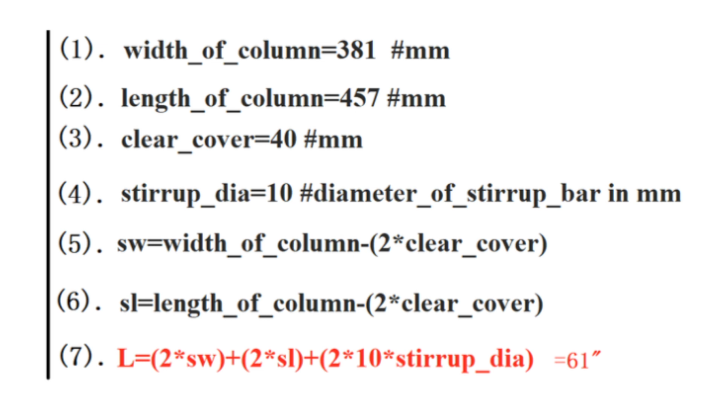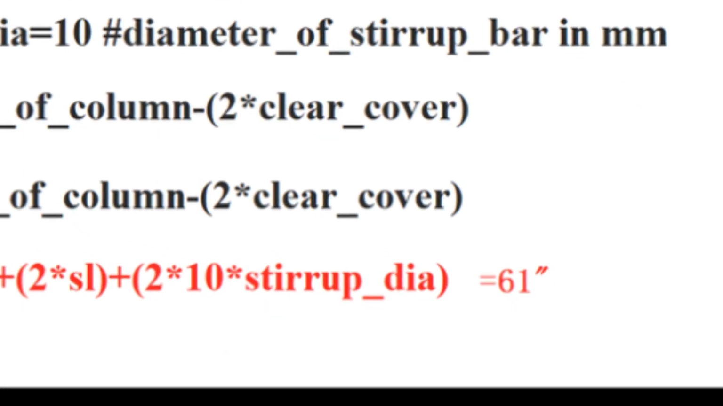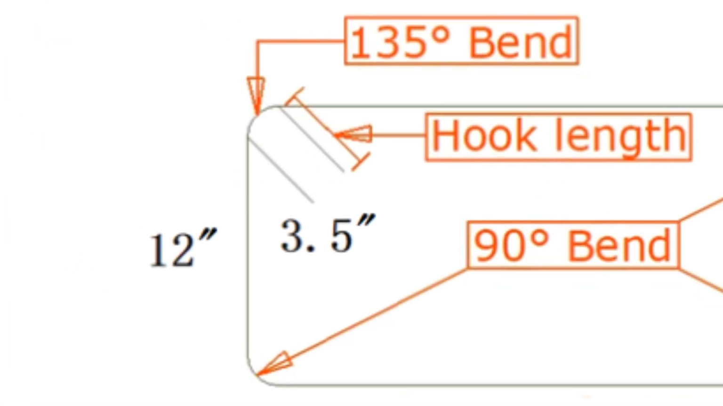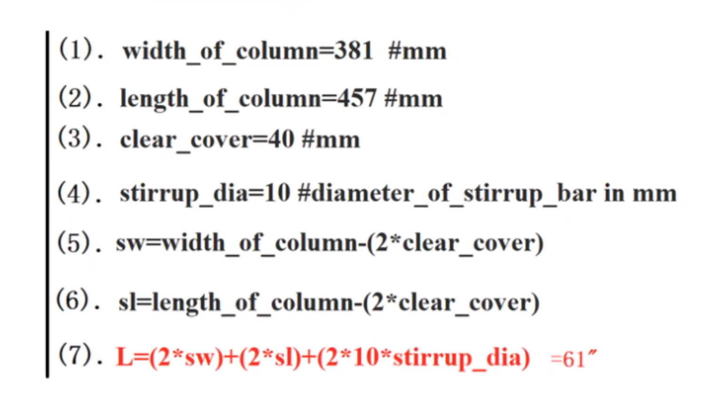And then the thumb rule is 2 times 10 times the stirrup diameter. So 10 times the stirrup diameter gives us the hook length for a single hook, and since we have 2 hooks for a given stirrup, that's why it is multiplied by 2. Because all the input values are in millimeters, we get the final value of capital L, which is the cutting length of the stirrup, in millimeter, and then it gets converted into inches, which is equal to 61 inches.